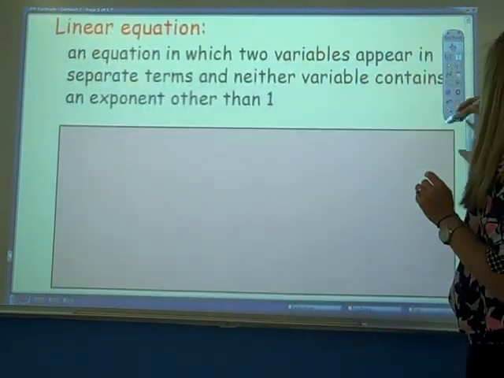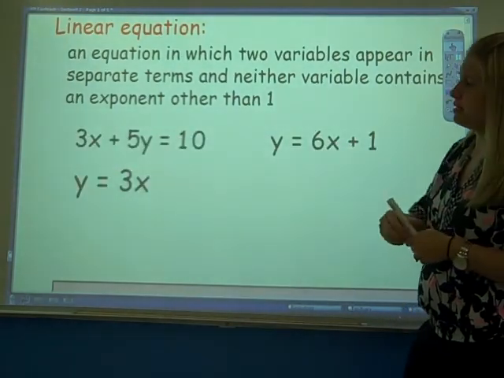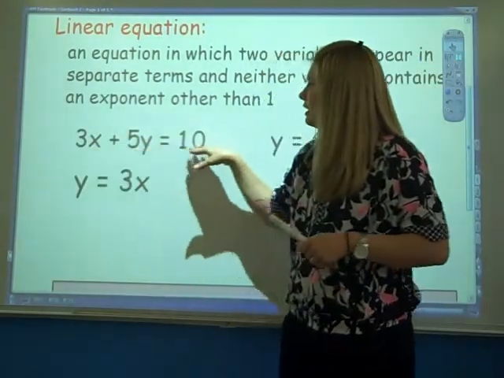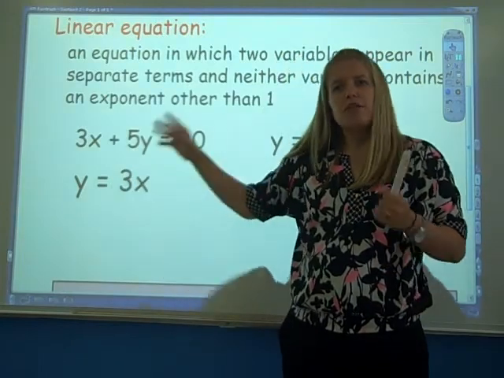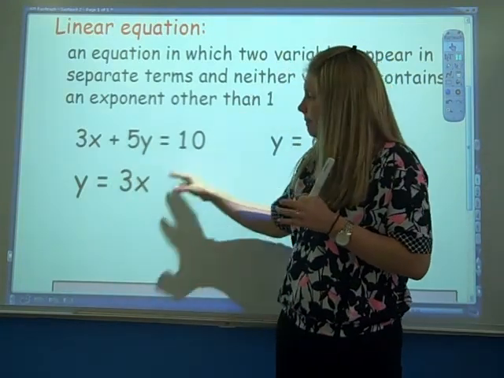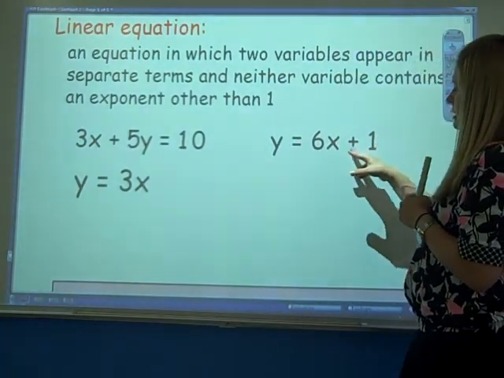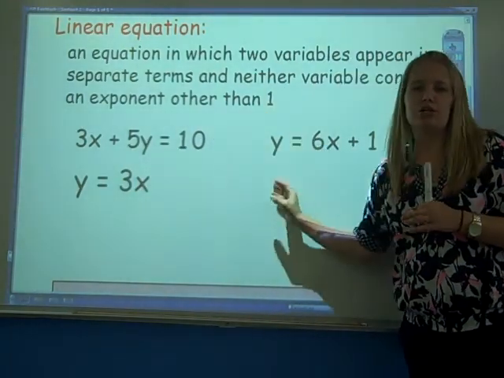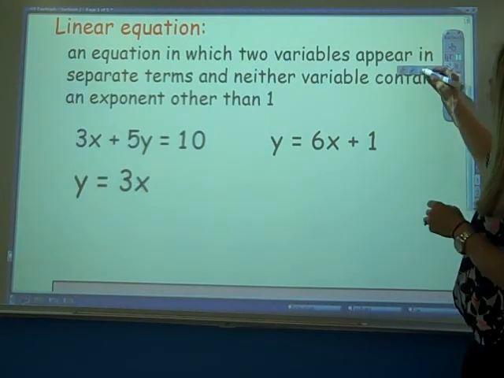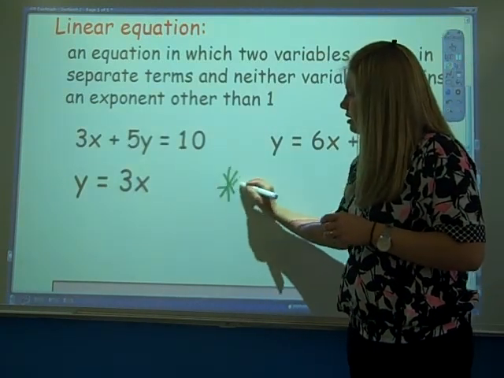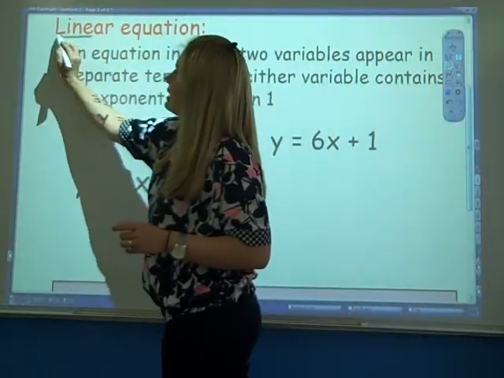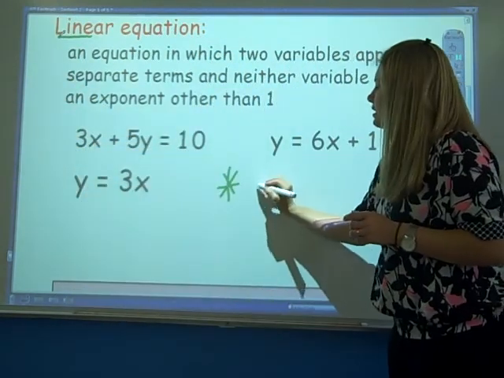Examples could be like this. 3x plus 5y equals 10. So we have an x and a y. They both don't have powers. Again here, y equals 3x. Another one, y equals 6x plus 1. These are all linear equations. If you were to graph them, a linear equation would graph, see how it's linear, would graph a straight line.